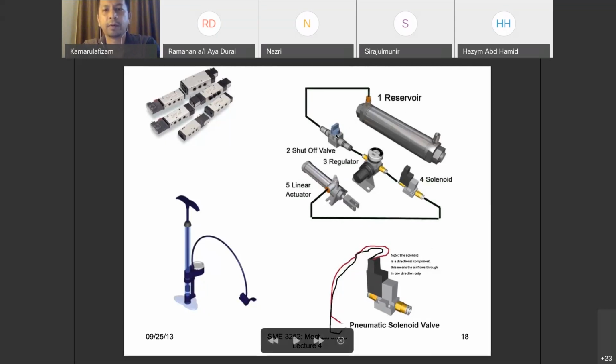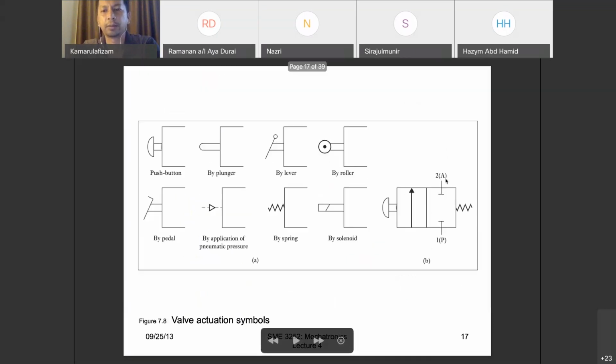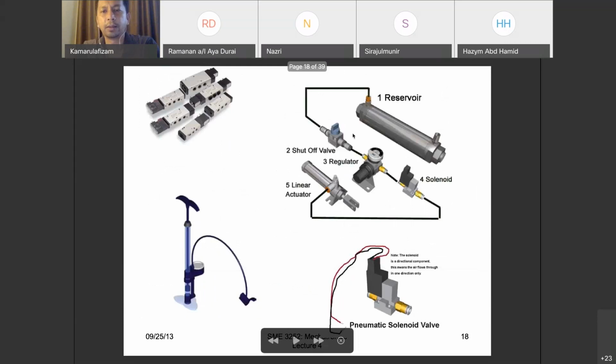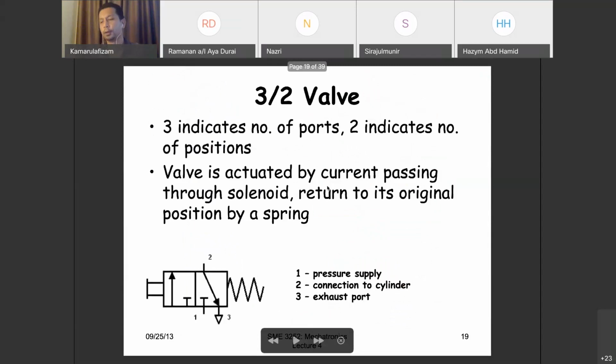Okay, shut off valve ni boleh jadi something like this. Dalam keadaan biasa dia memang flow is obstructed. Bila you tekan something, you pusing something, baru dia akan ada flow. Alright, kat sini. Then this is you punya regulator, pressure regulator. This is this solenoid. Okay, bila you actuate dia akan buka dan tutup, dan of course dia akan actuate you punya pump, you punya actuator.